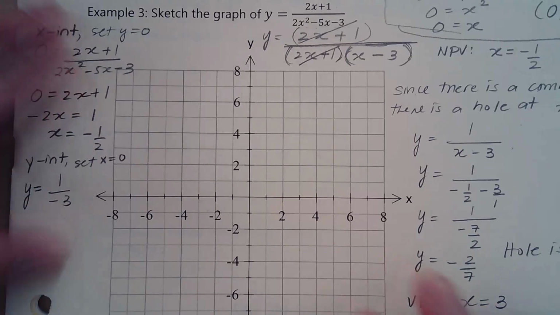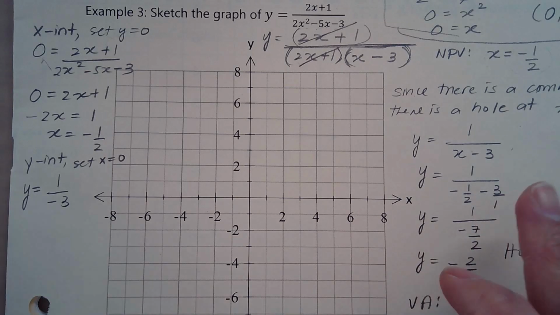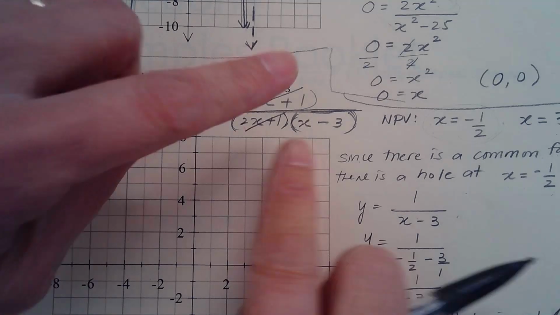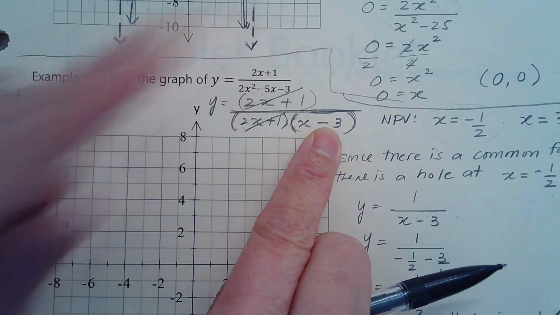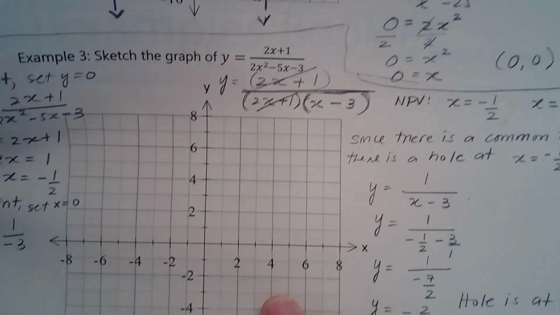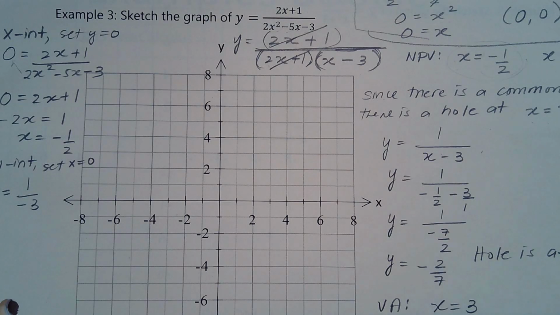Okay, now we've got our asymptotes, hole, x-intercept, and y-intercept. The vertical asymptote comes from the non-permissible value. These two cancel, there's a common factor, so there's a hole here, but this one will give us a vertical asymptote. Anything else before we graph? We're good? Okay, so let's do that.